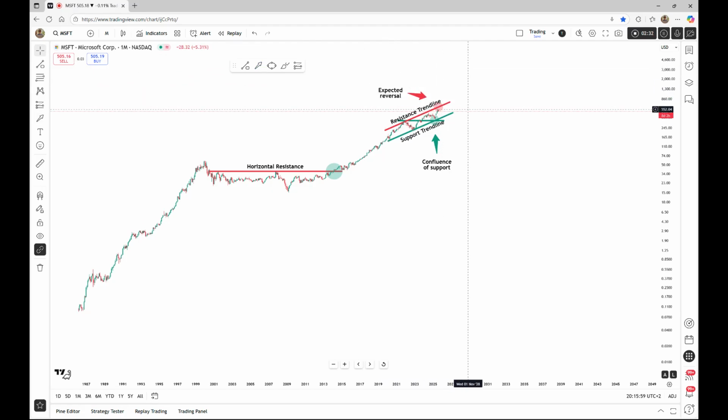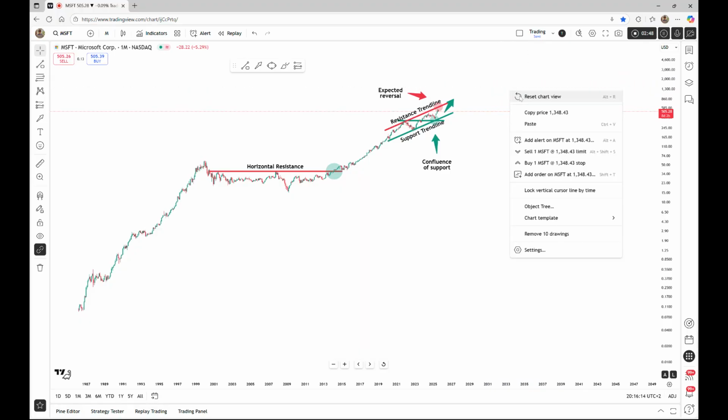Now, don't get me wrong, the overall trend on Microsoft is clearly towards the upside, and I eventually do expect new all-time highs. However, we could see some short-term volatility, a move of approximately minus 20% towards the downside before we will then see the overall bull run continuation.